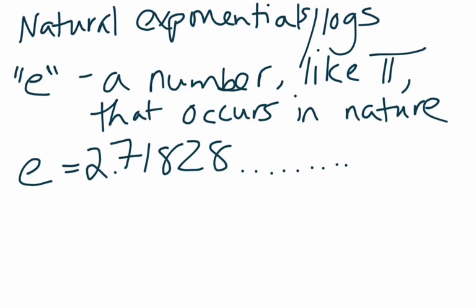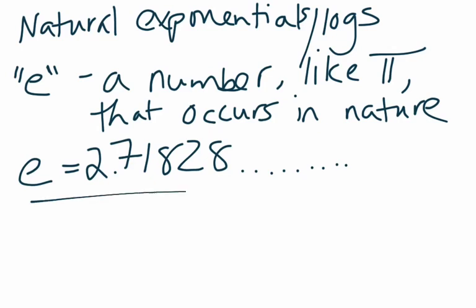And just like we don't normally write 3.14159 for pi, we often use the pi symbol. When we're dealing with e, we usually use the lowercase e. Now, how does that relate to anything? When e is used as the base of a logarithm, it gets its own symbol.